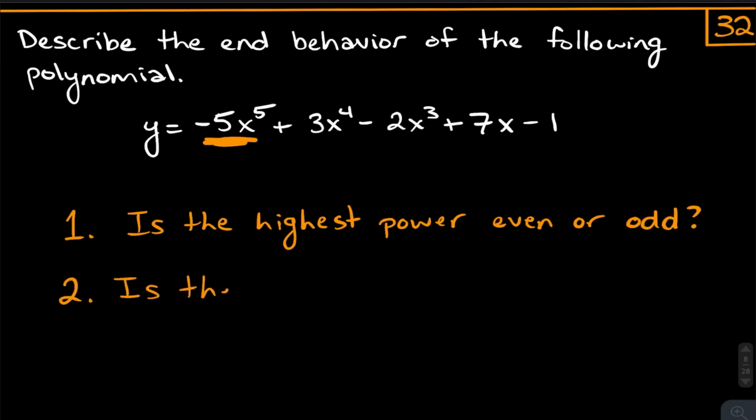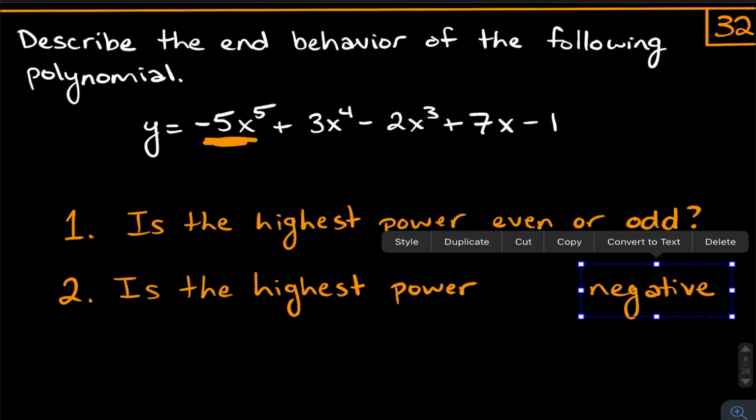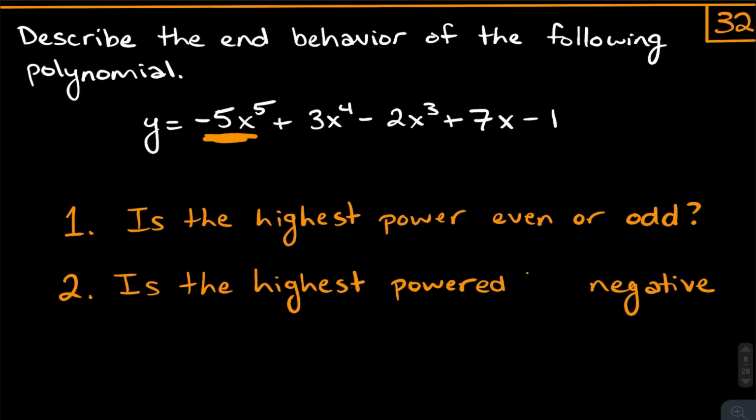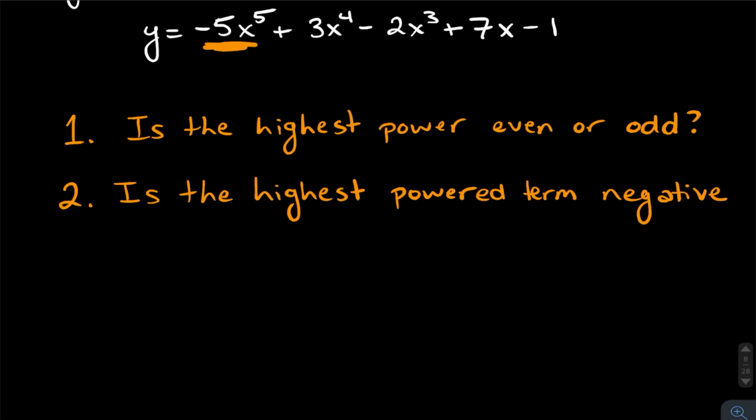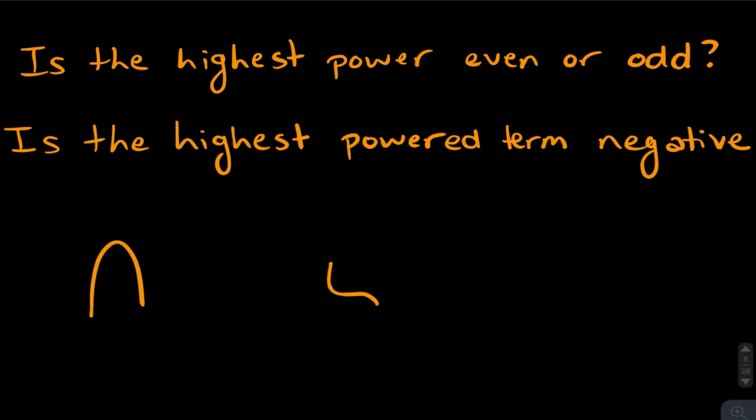Is the highest power negative? Maybe you'll get what I mean if I write it like this. Or if I write it a little more mathematically correct, is the highest powered term negative? That's how you would correctly write this. The idea being, does this term have a negative in front of it? That's really how you can simplify saying that. So those are the two things that we want to check. And if we check these two things, we'll know whether the graph looks like this. My screen is kind of bugging out here, guys.